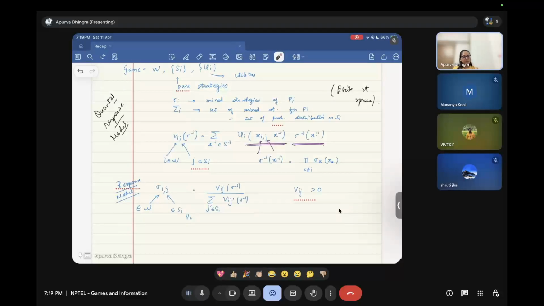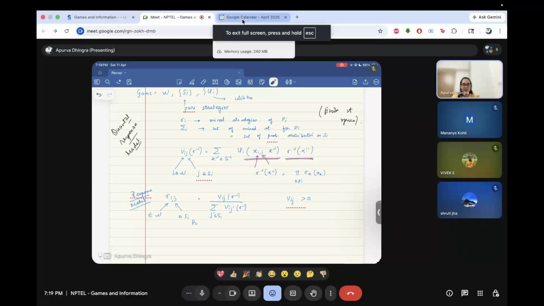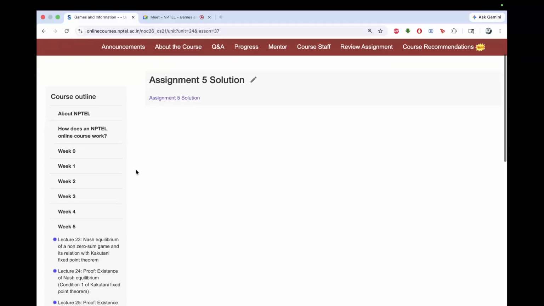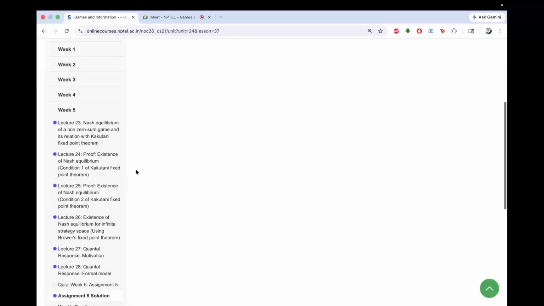There can be other kinds of response functions, and in fact there was a question on this, so I'll quickly walk you through that. One second. Was the question from assignment 5?